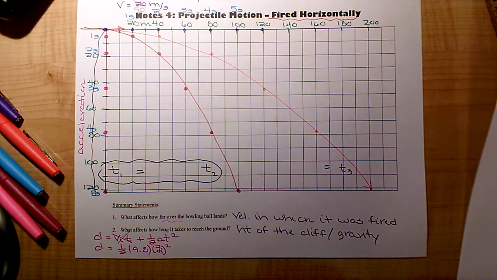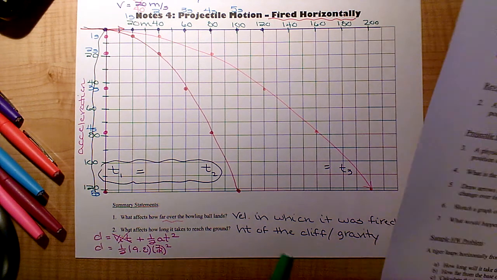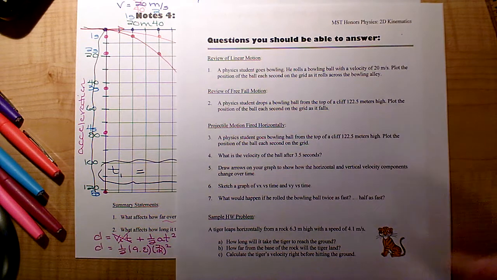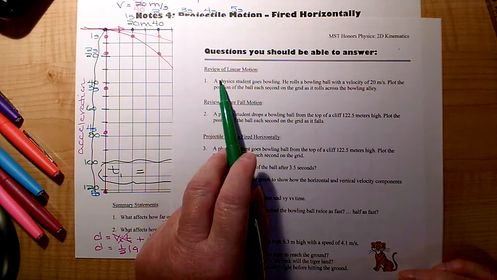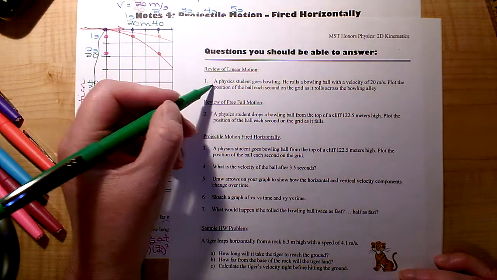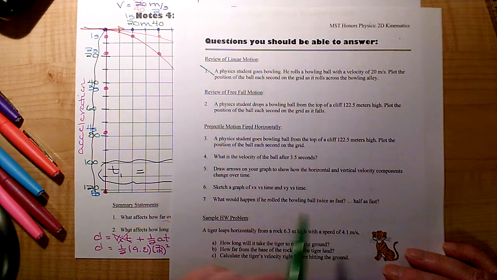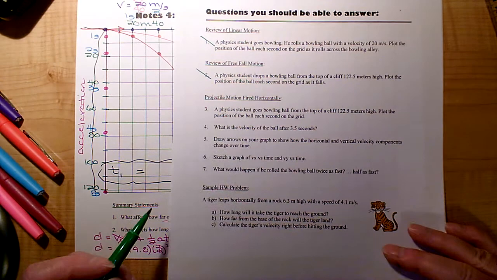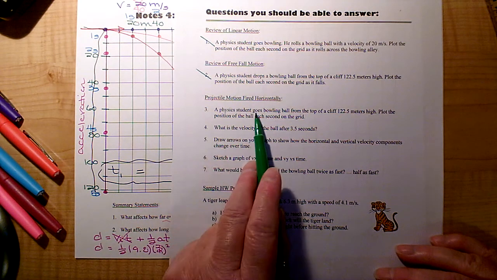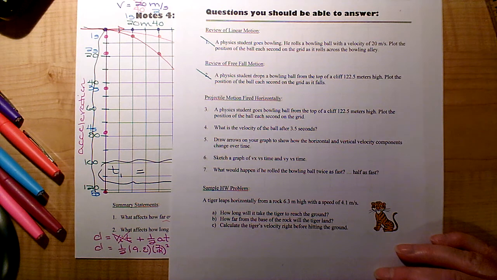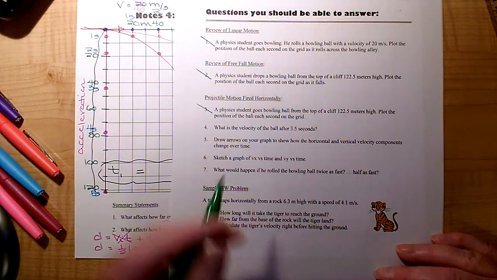Okay, in this second video, we're going to add some more things to your picture here. On the back of your picture or on a separate page are the questions that go along with this. So let's look at where we are in the questions. Number 1, it says a physics student goes bowling. We did that. Number 2, a physics student drops a bowling ball from the top of the cliff. We did that. Number 3, a physics student goes bowling off the top of the cliff by firing the bowling ball horizontally. We did that.